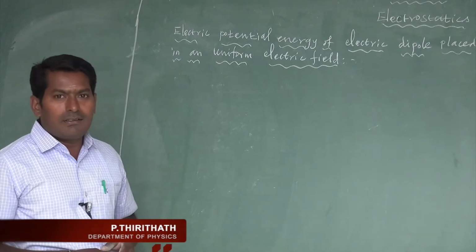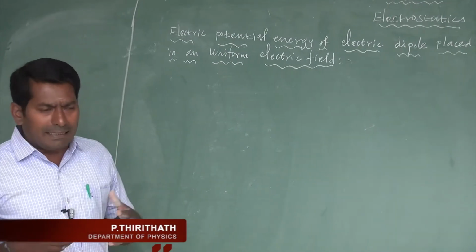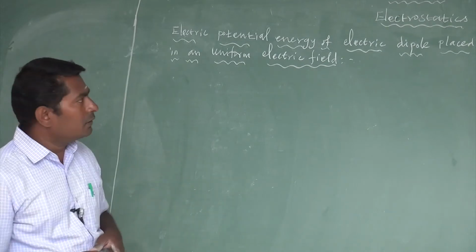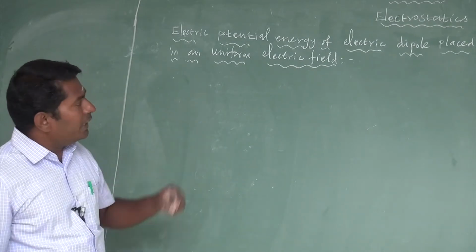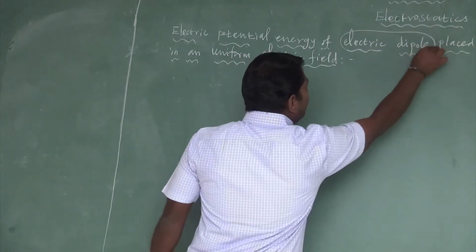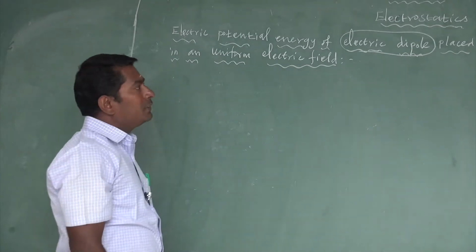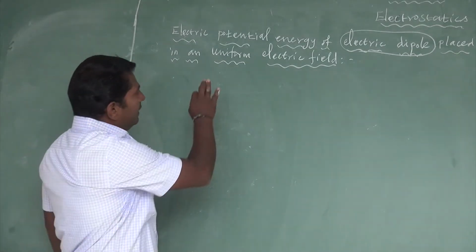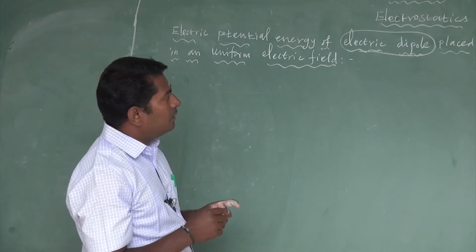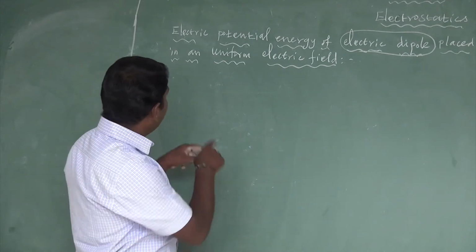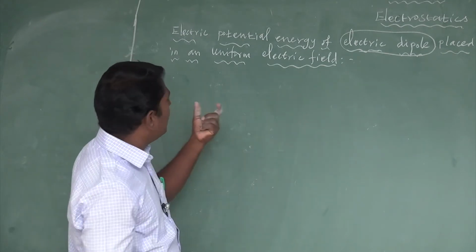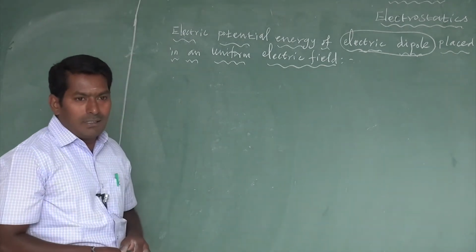Dear students, now we are going to see another interesting and also important topic in electrostatics lesson: electric potential energy of electric dipole. That is different from the previous topic. In the previous topic, we saw electric potential energy of two point charges. But here, it is electric potential energy of an electric dipole placed in a uniform electric field.